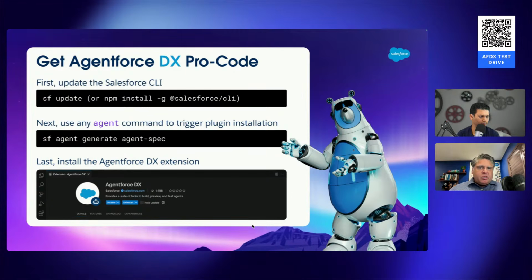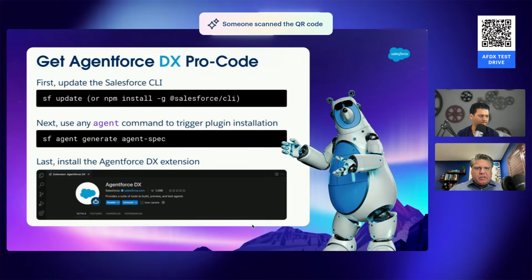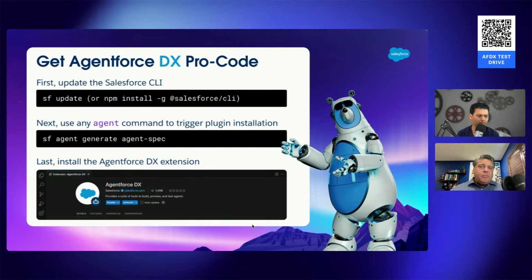Update your CLI. Make sure you have the latest version. You can just run sf update. If you're using Node to install or manage your Salesforce CLI install, you do an npm install -g @salesforce/cli. The Agentforce plugin for the CLI is what we call a JIT, or just-in-time, installed plugin. So all you need to do to actually get the plugin installed is run any agent command.